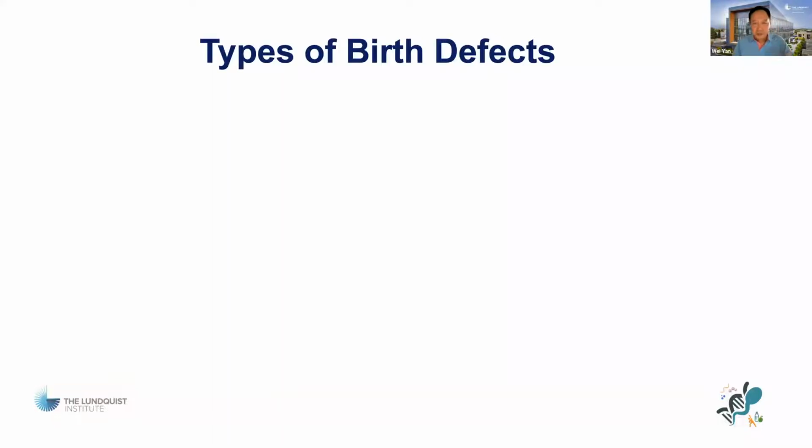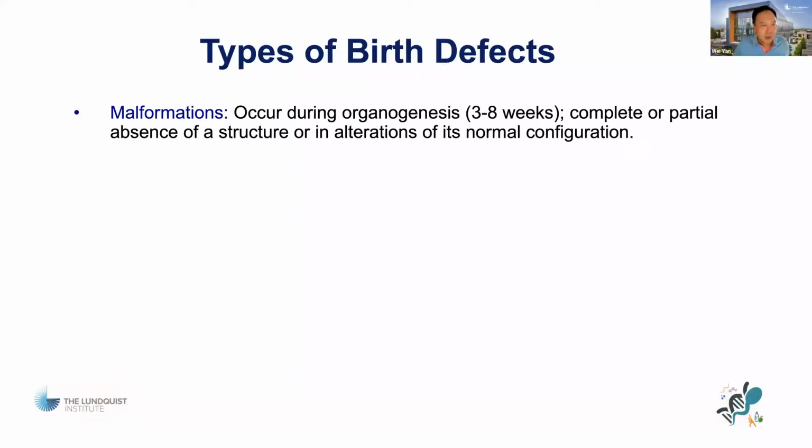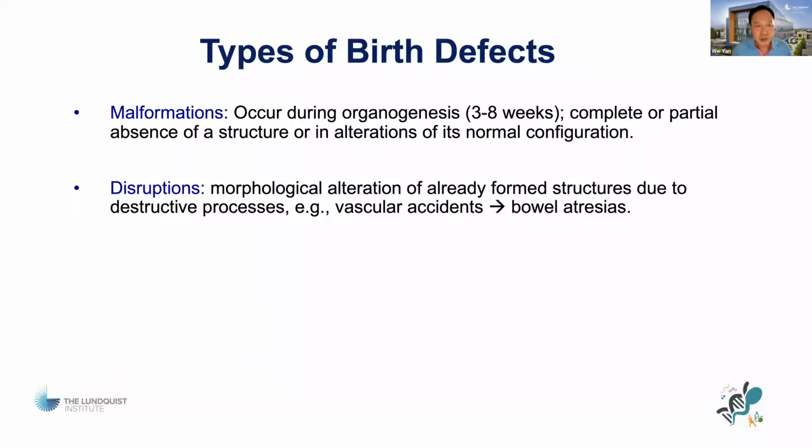So, types of birth defects. The first one is malformation. Malformation occurs during organogenesis, so basically that's during the 3rd to 8th weeks of fertilization development.